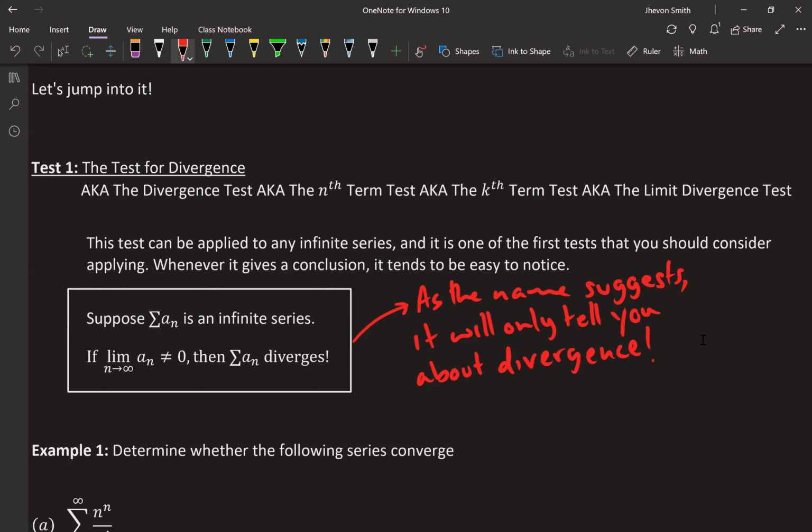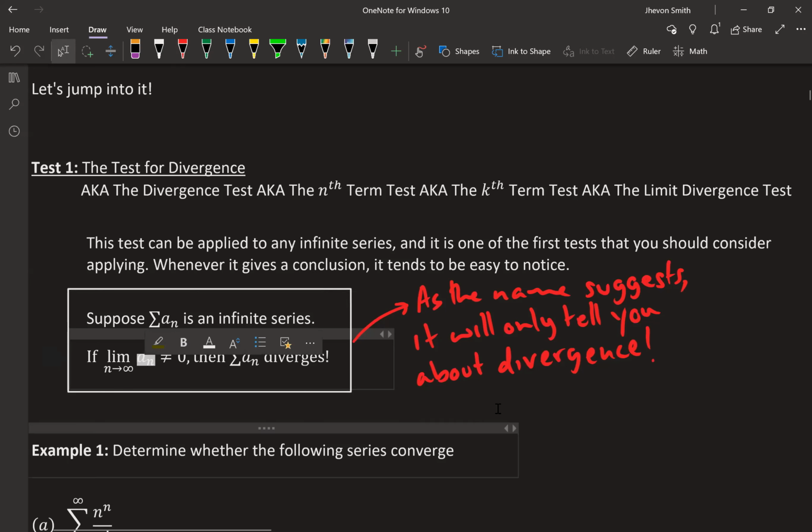So you would use the test for divergence if you want to show that a series diverges. And it's actually remarkably easy to get this to work. All you need to do is check that the limit of the sequence term does not go to 0. That's a not equal. If that's true, then it turns out the series diverges.